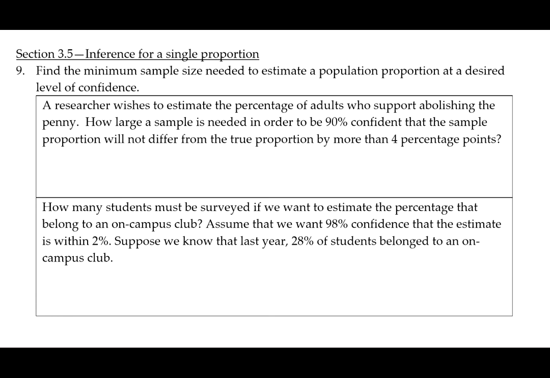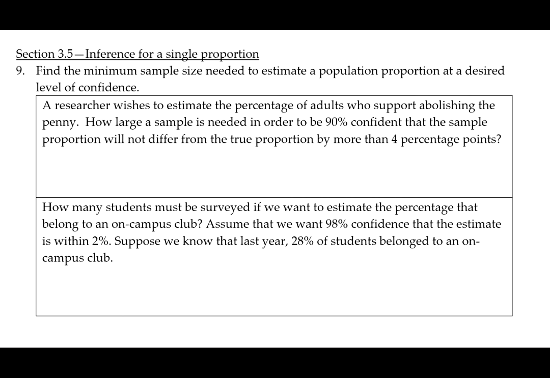The final learning objective in section 3.5 is to find the minimum sample size needed to estimate a population proportion at a desired level of confidence. A researcher wishes to estimate the percentage of adults who support abolishing the penny. How large a sample is needed in order to be 90% confident that the sample proportion will not differ from the true proportion by more than 4 percentage points?